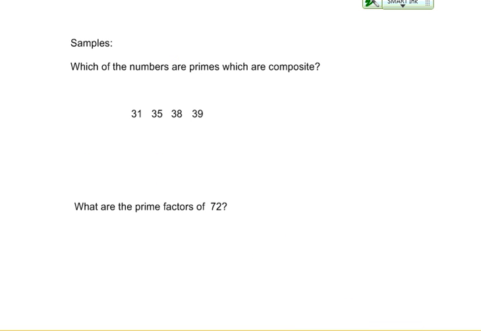All right, that's our look at prime numbers and composite numbers, and our first look at prime factorization. Here's some sample problems to get you on your way. That is lesson 3.